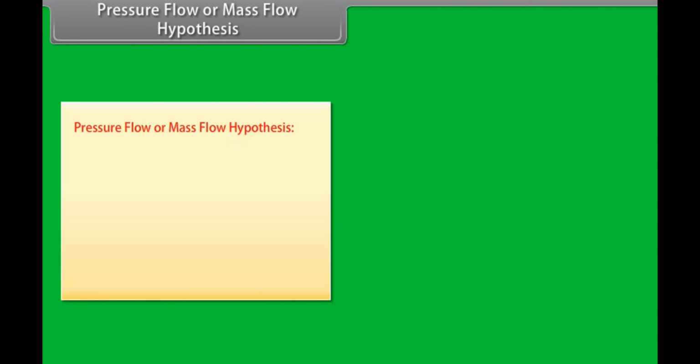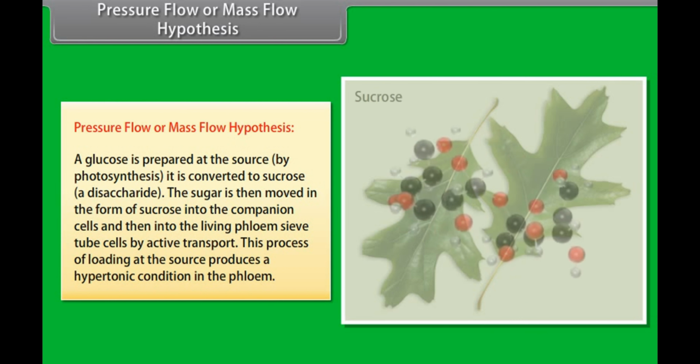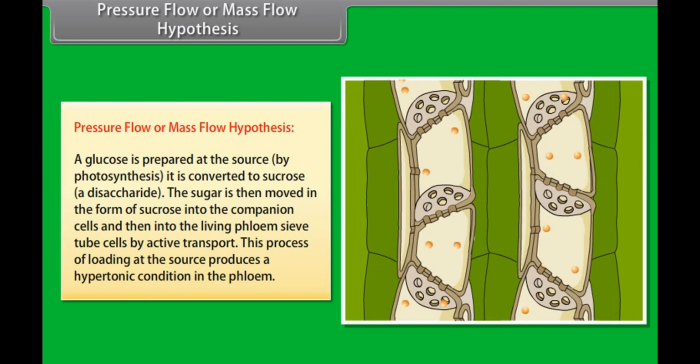Pressure flow or mass flow hypothesis is the accepted mechanism used for the translocation of sugars from source to sink. Glucose is prepared at the source by photosynthesis. It is converted to sucrose. The sugar is then moved in the form of sucrose into the companion cells and then into the living phloem sieve tube cells by active transport.